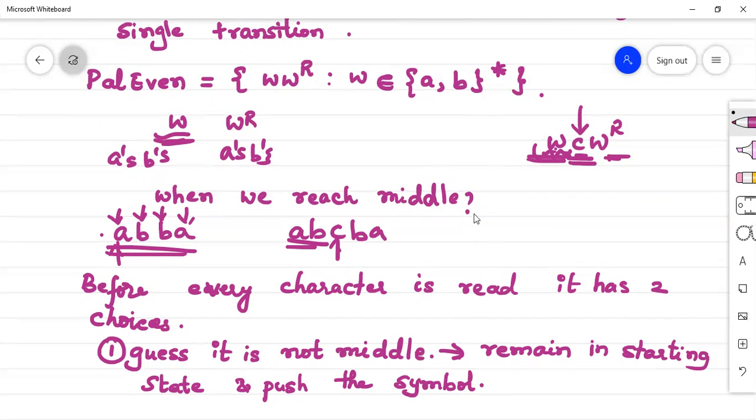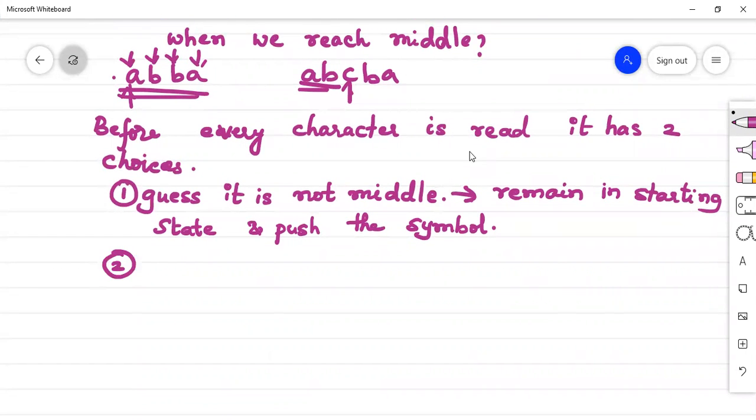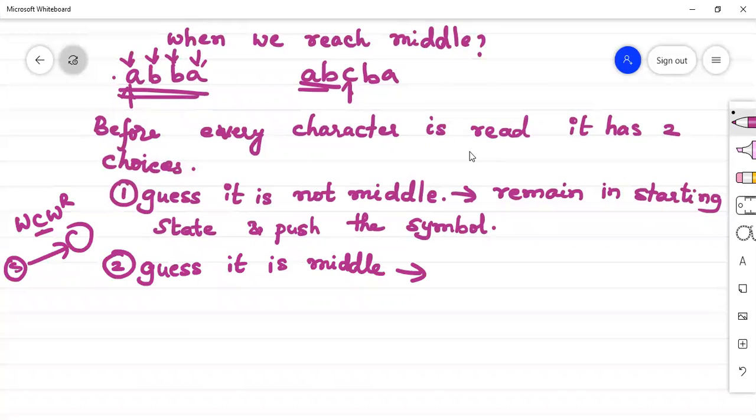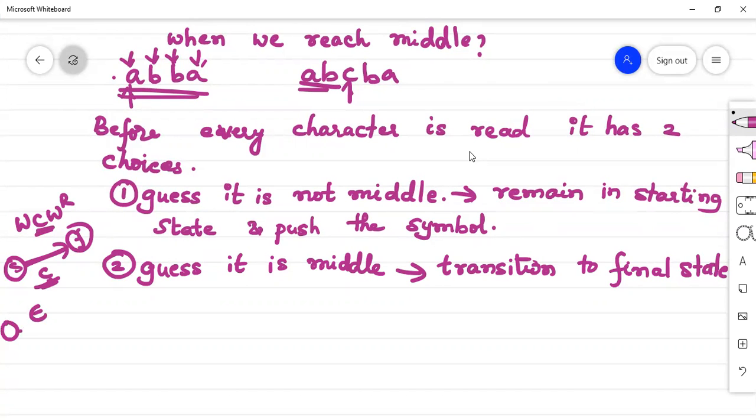Right? Or the second choice is guess that it is a middle. Assume it's middle. So what did we do in the previous example, that is WCWR? Once you reach the middle, we took the transition from starting state to final state. This is starting and this is final. So you took a transition on C when you got to final state. You consumed C, but you did not make any changes in the stack. That is what we saw in the last class. But now you guess it's a middle, so you make a transition to final state. But when you make the transition to final state, now we don't have C to consume, right? So you make a transition on epsilon.